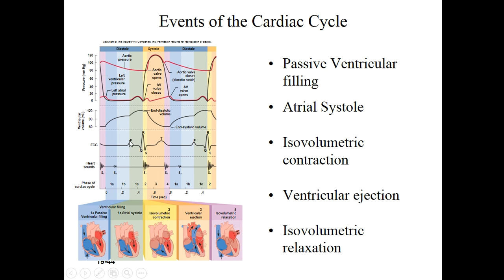It's before the SA node fires, and we begin to excite the atria. So these blue columns right here represent this passive ventricular filling, and specifically this upward black curve shows us that the ventricles are filling, and look at that, they fill more than halfway before the atria contract.